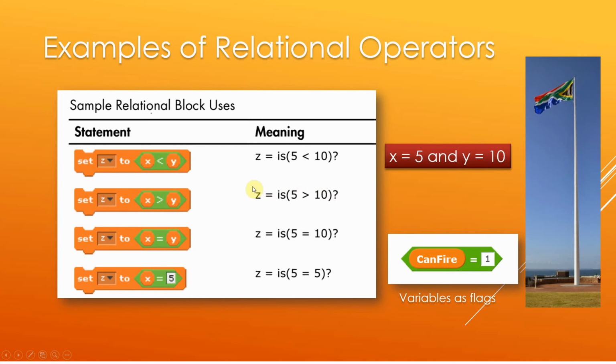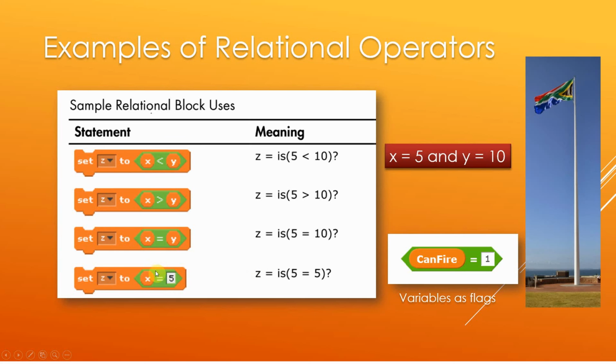No, so z will be false. In this case, x equals y. Is 5 equal to 10? 5 is not equal to 10, so that is false, so z will be false. And in the last one, we've changed it a bit. Instead of using y, we've used a value which we typed in, and the question is, is 5 equal to 5? And 5 is equal to 5, so we will make z equal to true.